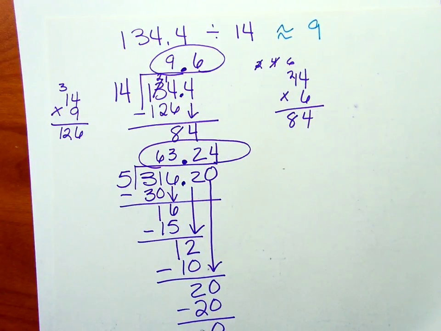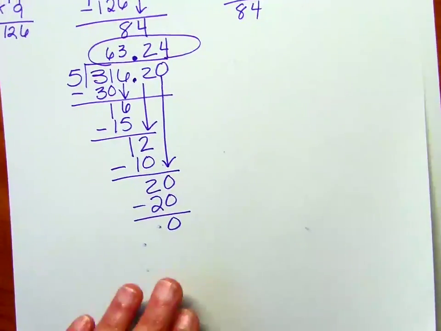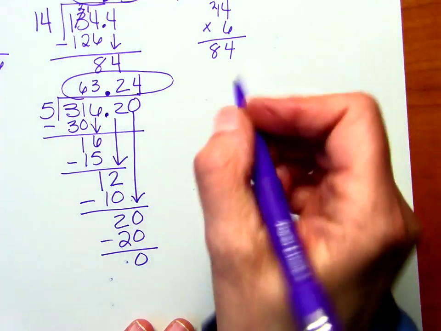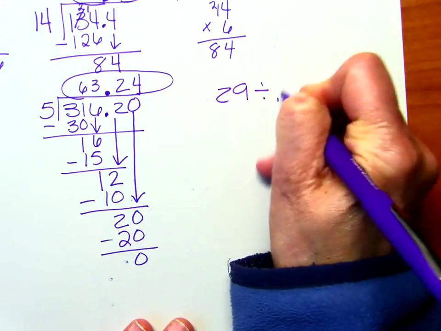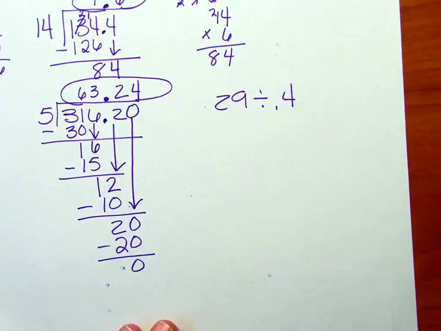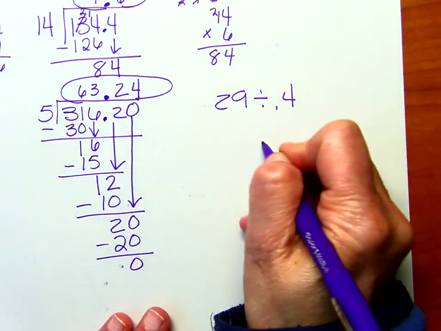Okay, now let's talk about what happens when the divisor has a decimal point. Let's say we have 29 divided by 4/10. I'm going to go ahead and set it up.